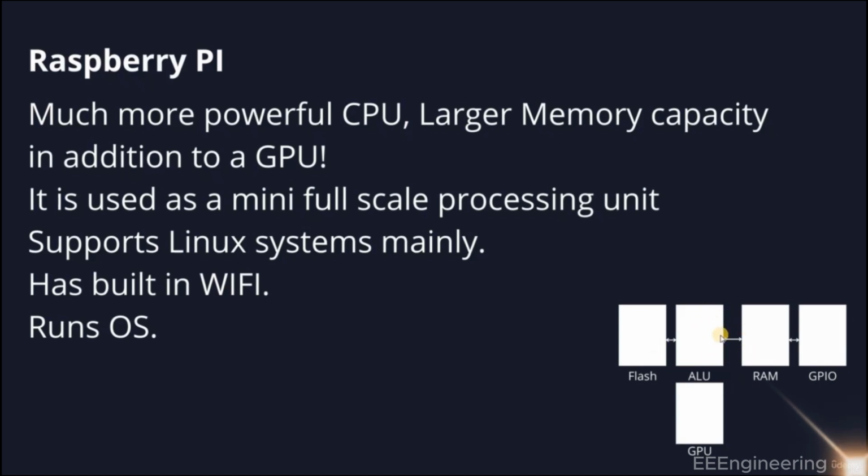And the CPU here, which is the ALU, is much more powerful than the one on the Arduino. So is the RAM, it's much larger. Additional thing, Raspberry Pi contains a Wi-Fi module so that you can connect to your router and then you can connect to multiple wireless devices.